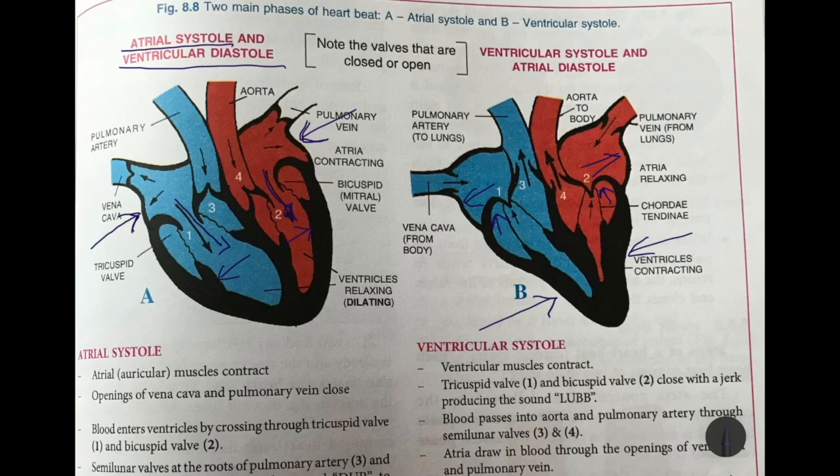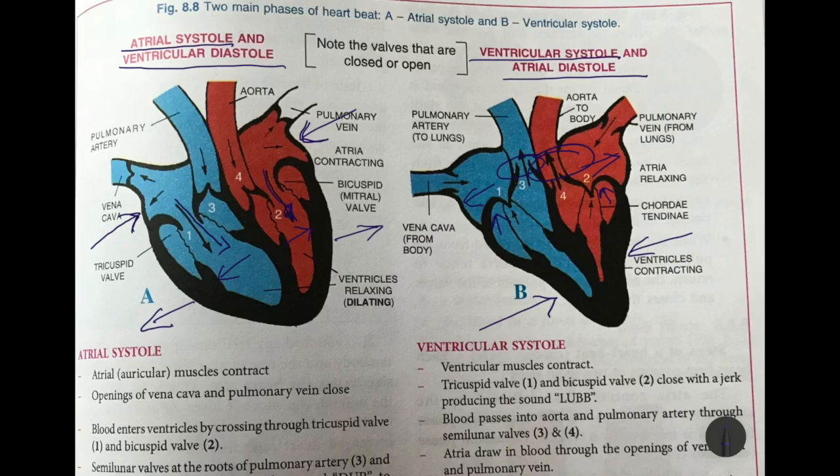Now when the ventricles dilate again, okay, when they relax, what happens? The blood from the pulmonary artery and the aorta tends to return back into the ventricles. But what happens at that time? The flaps, that is the semilunar valves, close and do not allow the backflow of blood. So this is known as ventricular systole or atrial diastole.